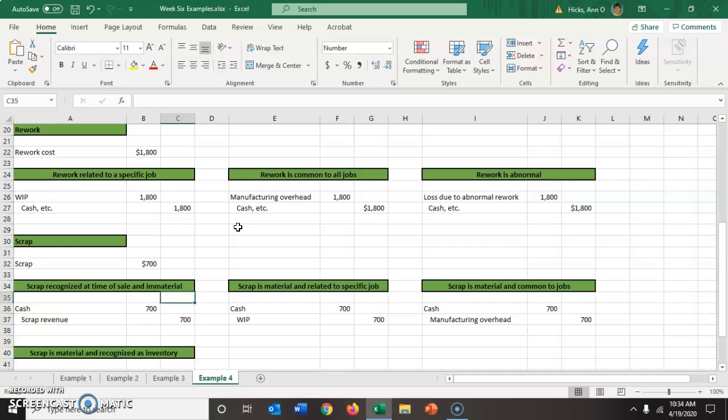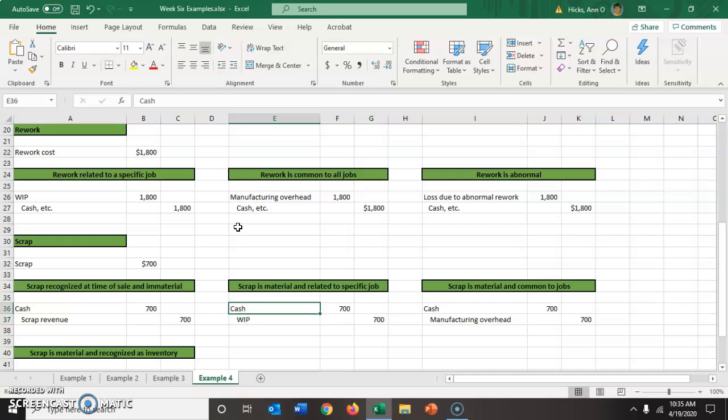The second example is that it is material and related to a specific job. Now what we're going to do is debit cash for $700 and credit WIP for $700. Again, we'll do this at the time of sale, but we're not going to run it through revenue because it could distort our revenue. We'll credit WIP, thereby reducing the cost of this specific job for the amount that we get back on the scrap.